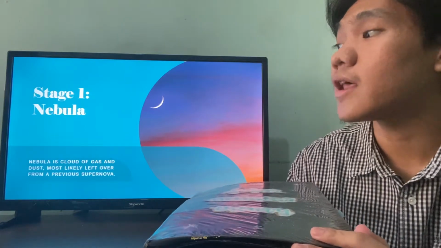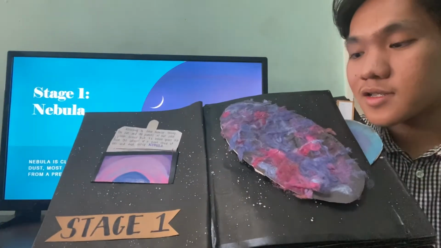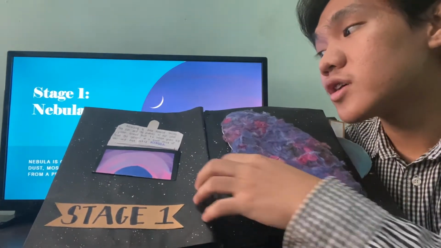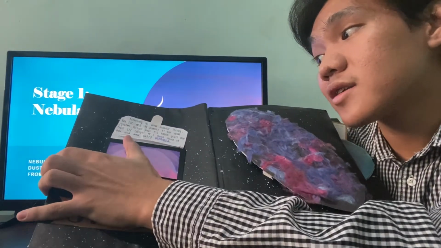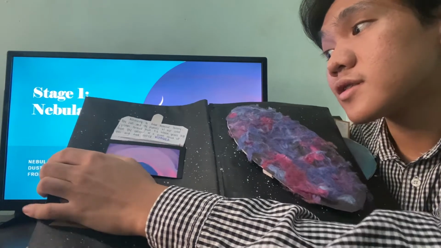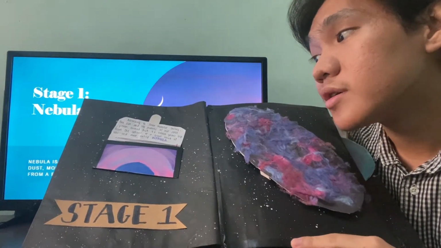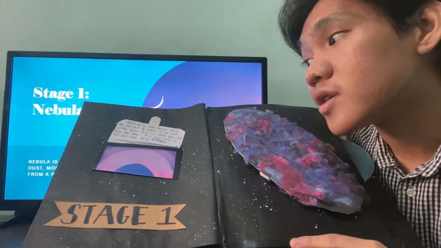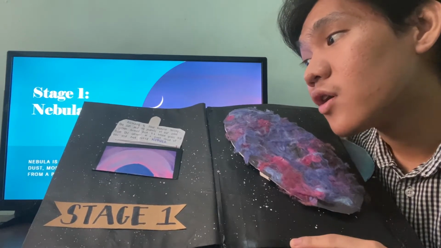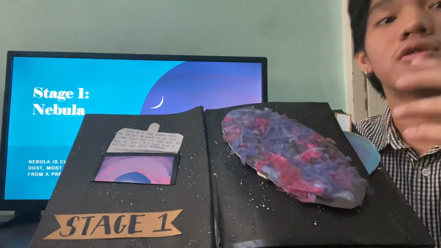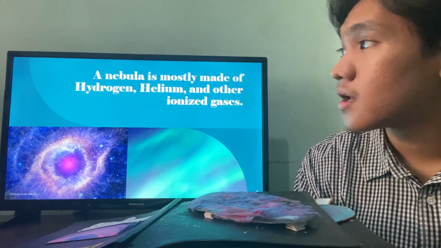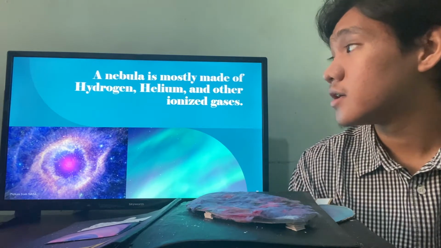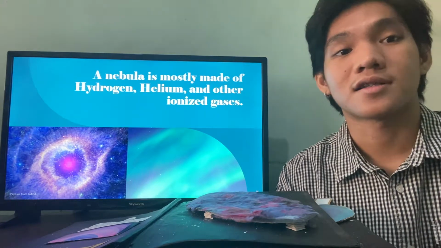Stage 1 is the nebula. It's just like a cloud of gas and dust. According to the solar nebular theory, the sun and the planets of our solar system formed about 4.6 billion years ago from the collapse of a giant cloud of gas and dust called a nebula. A nebula is mostly made up of hydrogen and helium and other ionized gases.